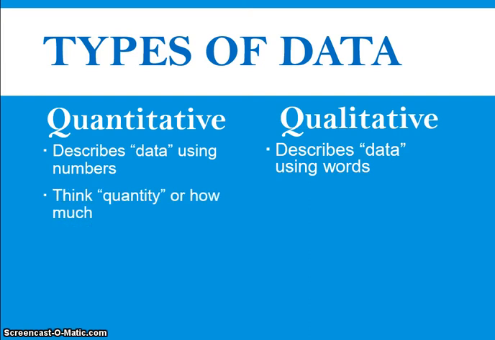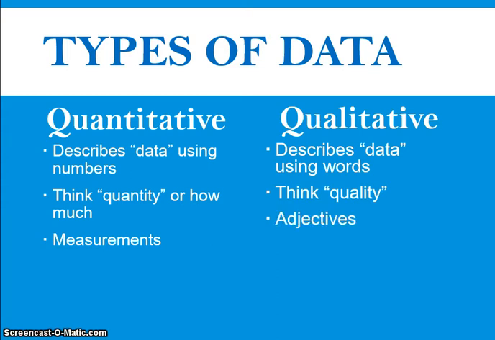On quantitative data, we're thinking about the quantity of something or how much of something there is. Whereas over here, we're thinking about quality. Quantitative data is always going to be a measurement, a length, a height, something like that. Whereas qualitative data is going to be an adjective or something that describes it.